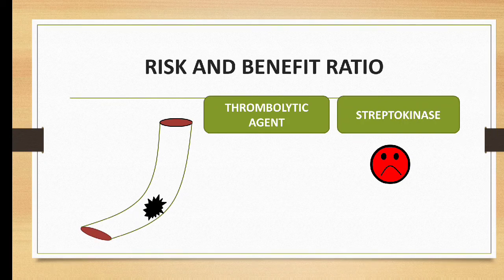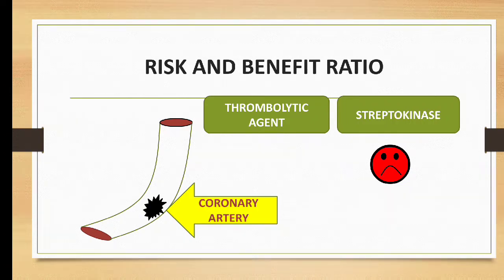Now suppose this kind of thrombus is present in the coronary artery. You know what the coronary artery is? It is a very important artery which supplies the oxygenated blood to the heart. When a thrombus is present in this coronary artery, it will obstruct the supply of blood to the heart. And when the heart is not getting blood, what will happen? Yes, it will lead to myocardial infarction, and we don't want myocardial infarction. So in that case, we can prescribe that person streptokinase.